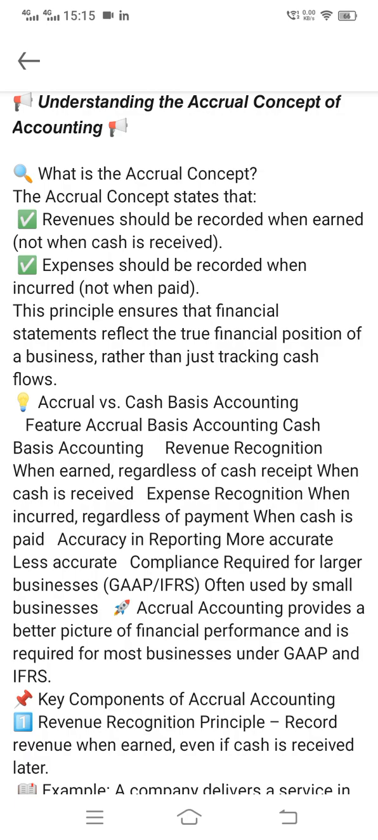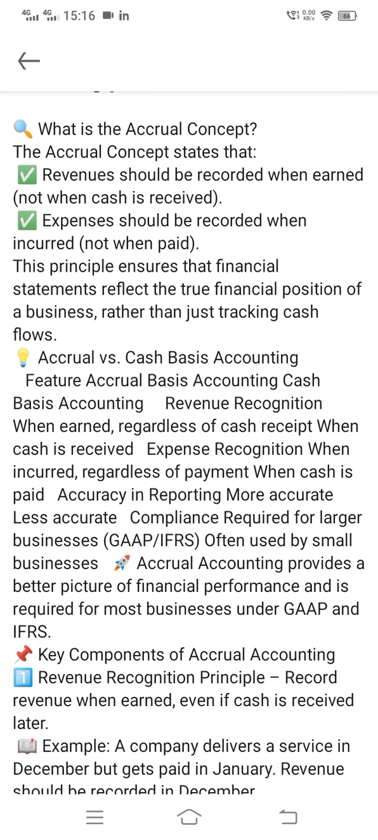So in this example also, the company provides service to the client in December, but the client pays in January 2025. But we will record our transaction in December 2024 only because of our accrual concept. So this is a very major part of our accounting, the accrual concept. That is why the interviewer tries to ask you.